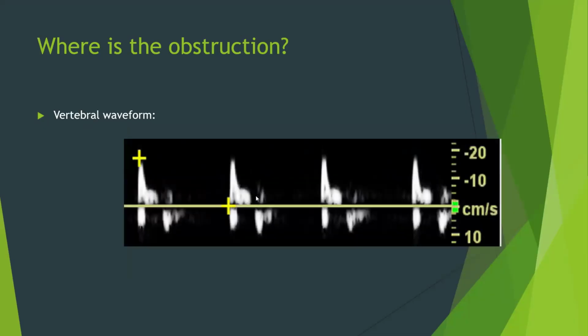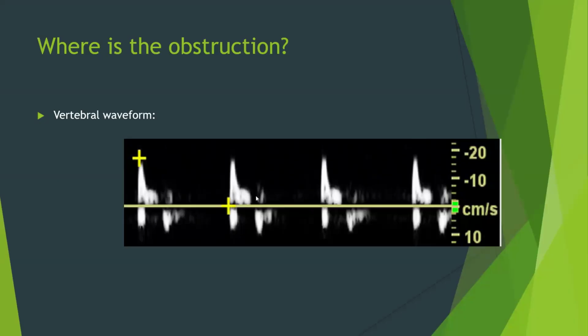All right, so now we're going to the vertebral artery. We're going a little bit posterior. We get this waveform in the vertebral artery itself. Where are we thinking that the obstruction is? What does a normal vertebral artery waveform look like? Is it high or low resistive? What does the acceleration look like in this waveform? Those kinds of things.